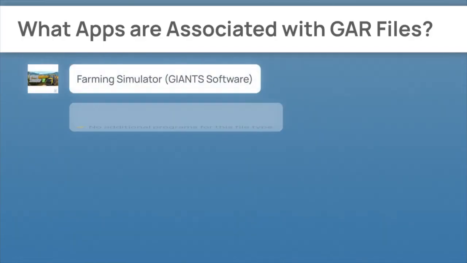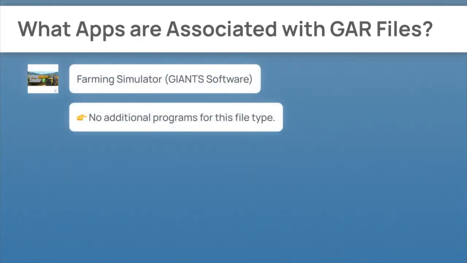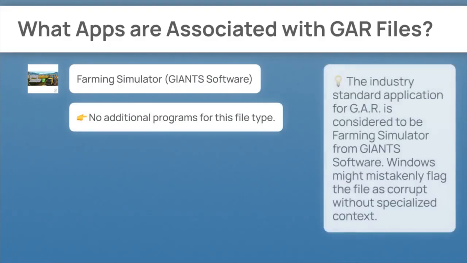To maintain file fidelity, use Farming Simulator, developed by Giant Software, to open GAR. Windows needs confirmation from specialized software for safe data access. Windows shows minimal information for compressed formats, so proper handling relies on extraction software.